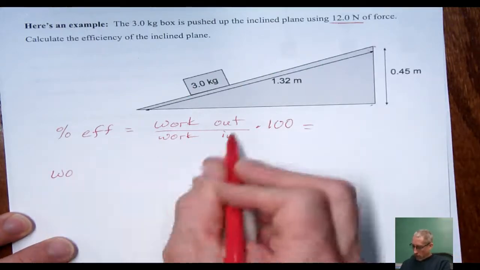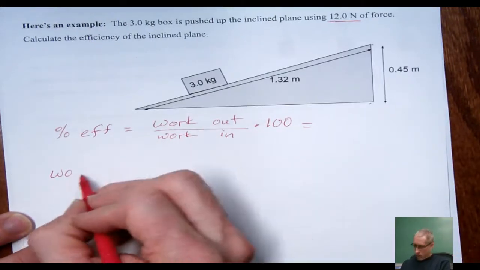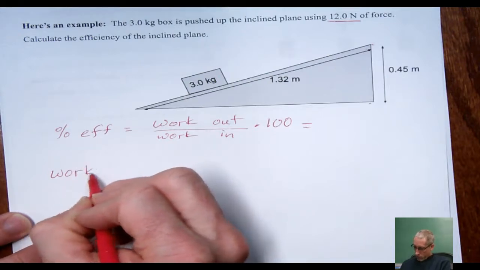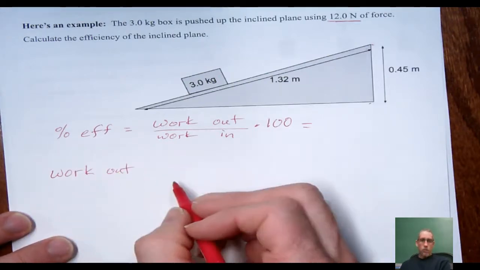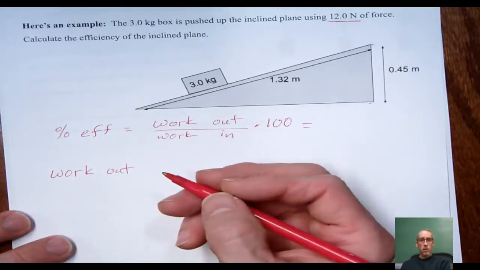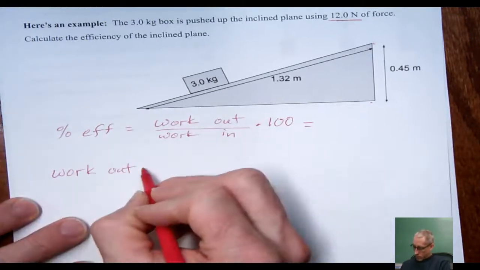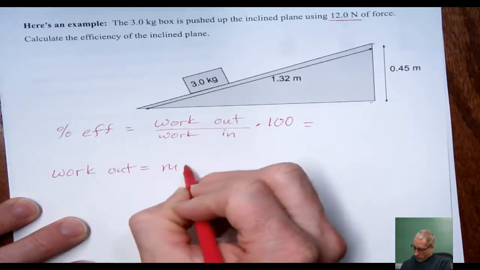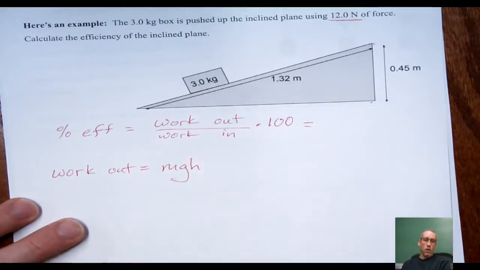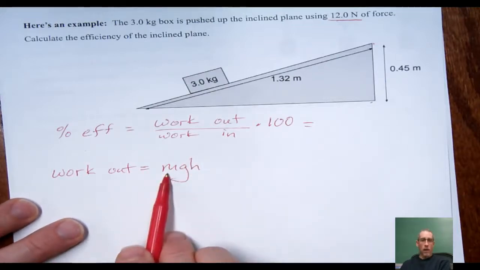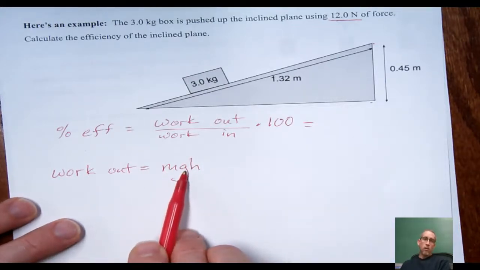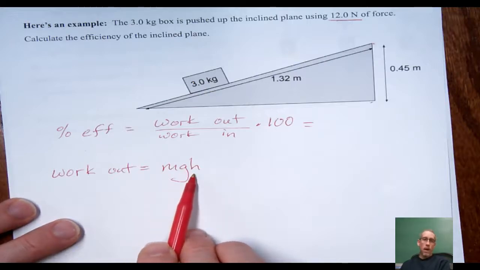But first I need to actually figure out what these numbers are. They're not given to me in the problem. But as I mentioned, the work out is just the increase in gravitational potential energy. Those are the same number. So we're going to calculate it just the same way we did GPE, which is multiplying the mass of the object times the strength of gravity here on the surface of the Earth times the height that we give this thing.